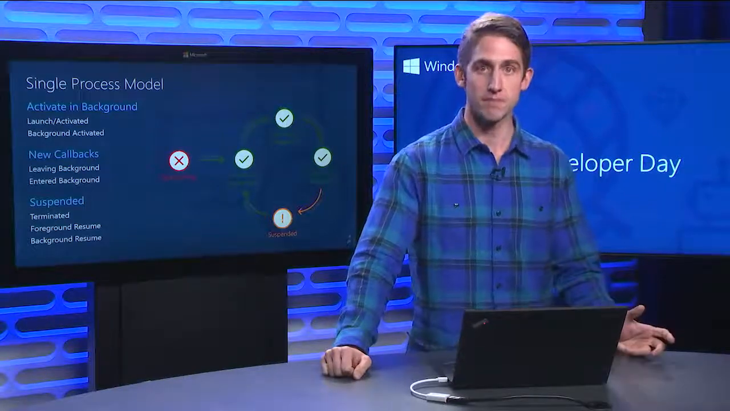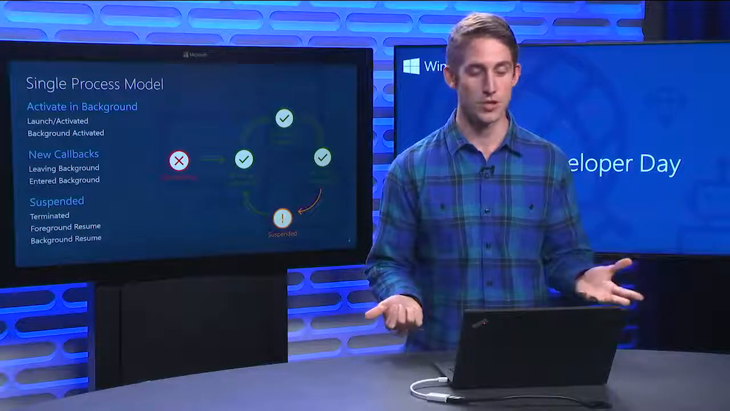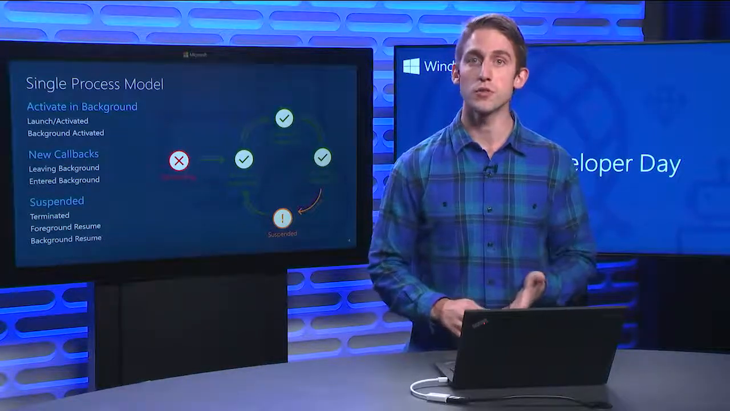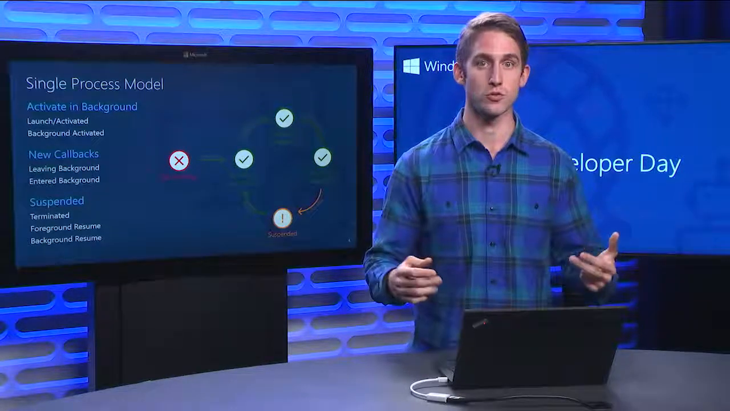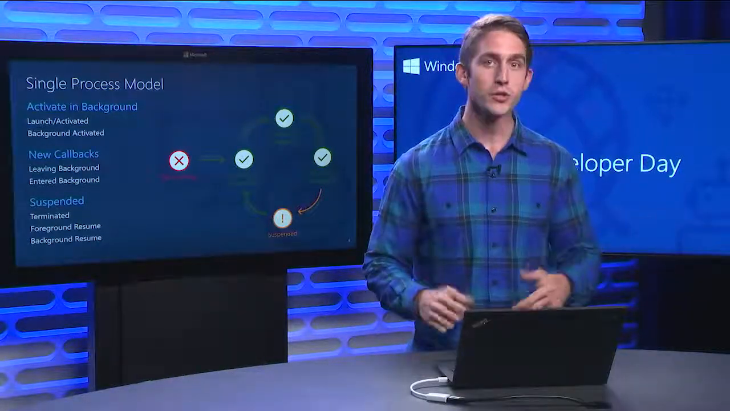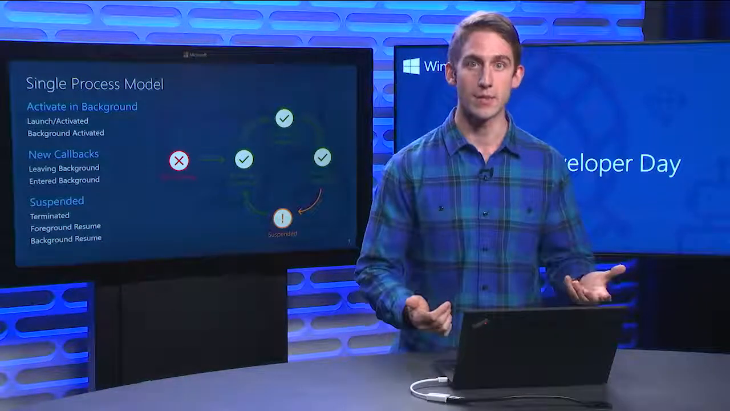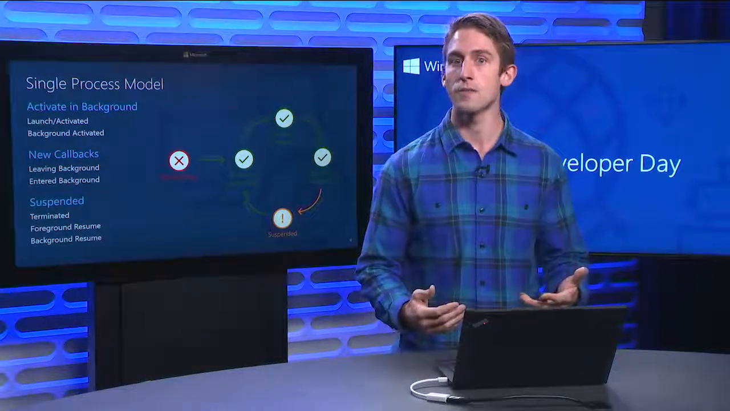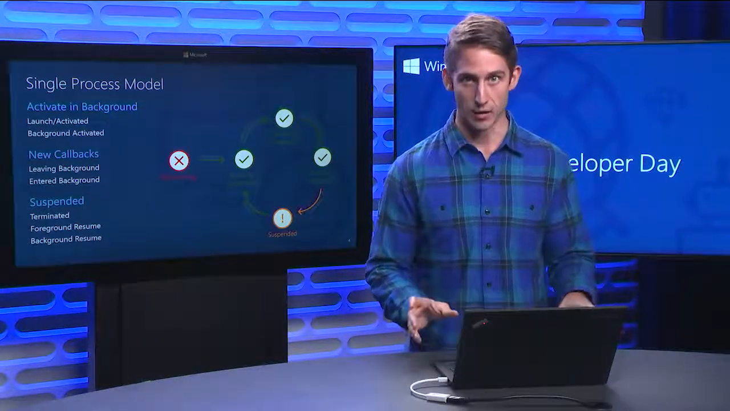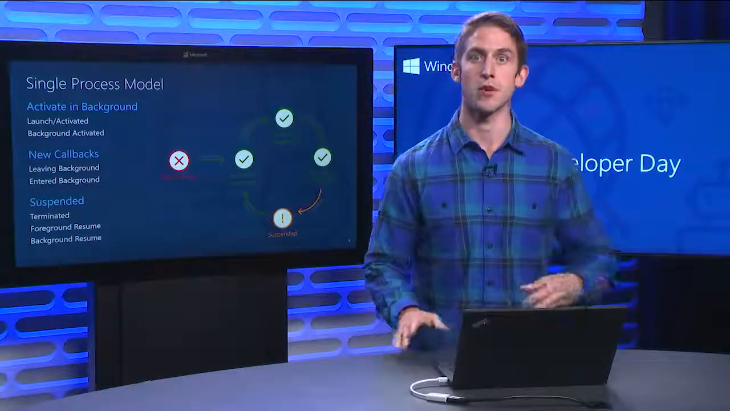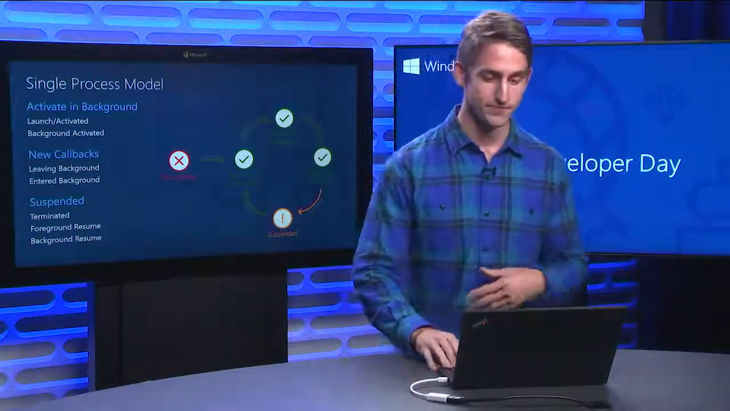Now, from suspended, you could either be terminated if the user did choose to close your app, or you could be resumed into the foreground if, say, you were minimized and then the user chose to bring you back up. Or you could even be resumed in the background if a new background trigger came in and said, hey, I have some work for you to do right now. Let's just keep you silently working in the background while your app is also available on the taskbar or present in some way to the user.